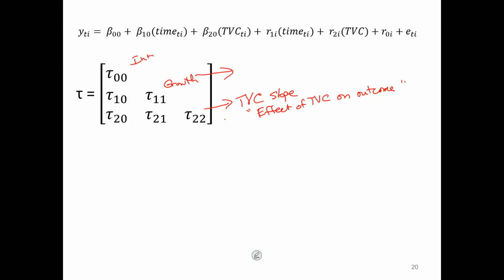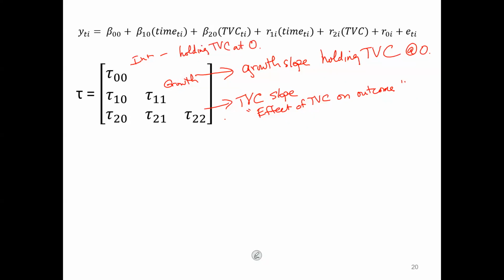And this is the growth slope, again, holding the TVC constant at 0. Because these are residual terms now, well, they always are, but this is also the intercept, holding the TVC constant at 0. So I would expect that the time varying covariate might actually help to explain some of the between person variance in the intercept and some of the between person variance in the growth slope, right?